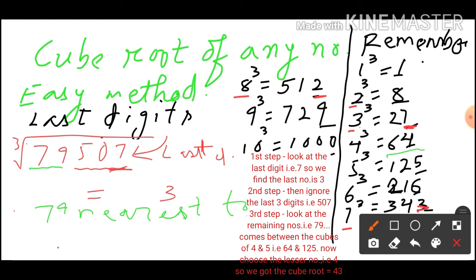The cube root of 79507 is 43. We got the cube root, that is 43. If you understand the concept once, it would be easier. You could find it within seconds.